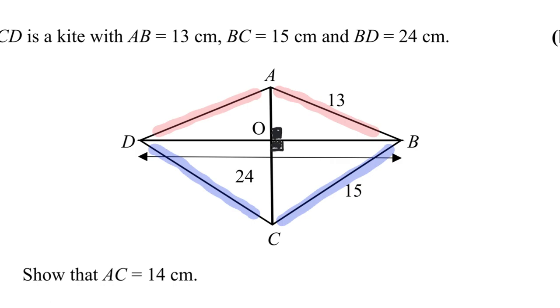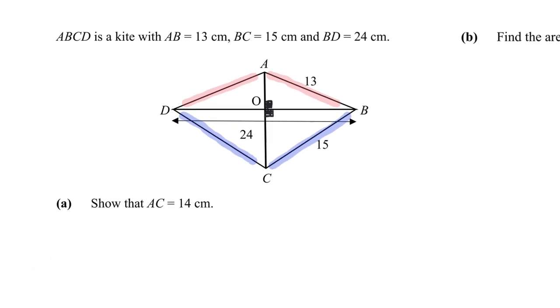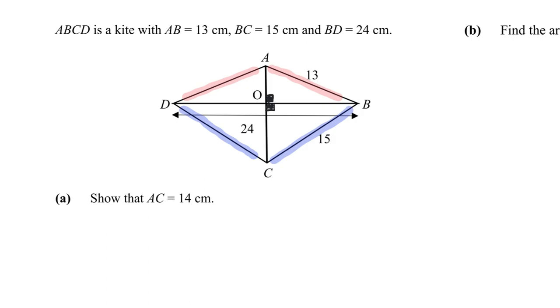So, question 1. Show that AC is 14 cm. Well, since they give us that BD is 24, I will then be able to get that this happens to be 12, which is 24 divided by 2, because the diagonals do bisect each other, the horizontal diagonal, okay? So that is something that you all need to take note of.